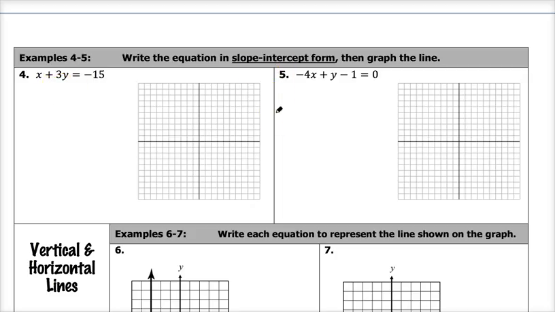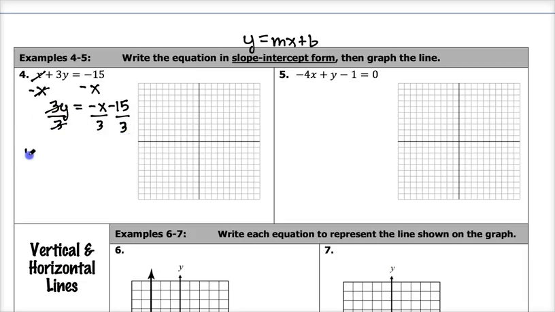Okay, so number 4, we have the equation x plus 3y equals negative 15. This is an example of standard form, but we want to change this equation to slope-intercept form, y equals mx plus b. So to do that, I need to solve for y. So I'm going to subtract x from both sides. So that's going to leave us with 3y equals negative x minus 15. And then we want to isolate y, so we need to divide everything by 3. So this is going to give us the slope-intercept equation, y equals negative 1/3 x minus 5.